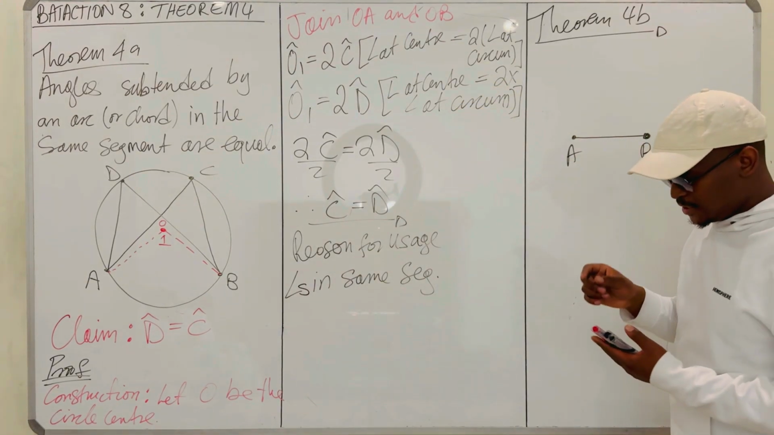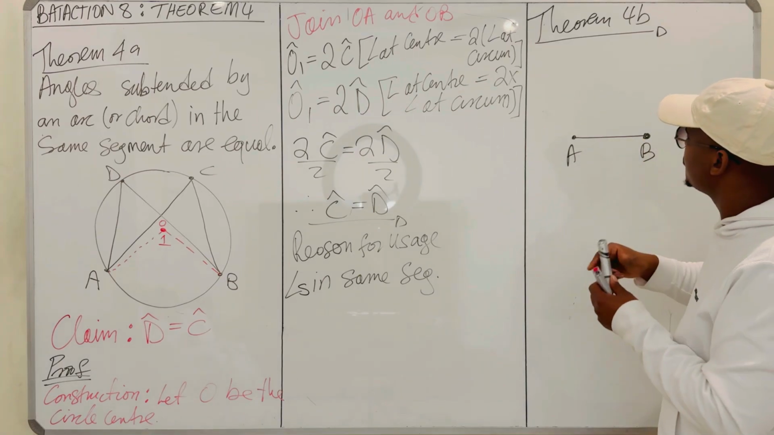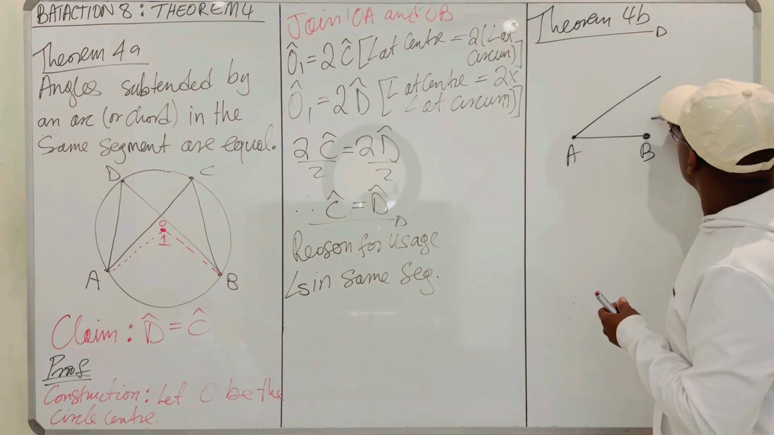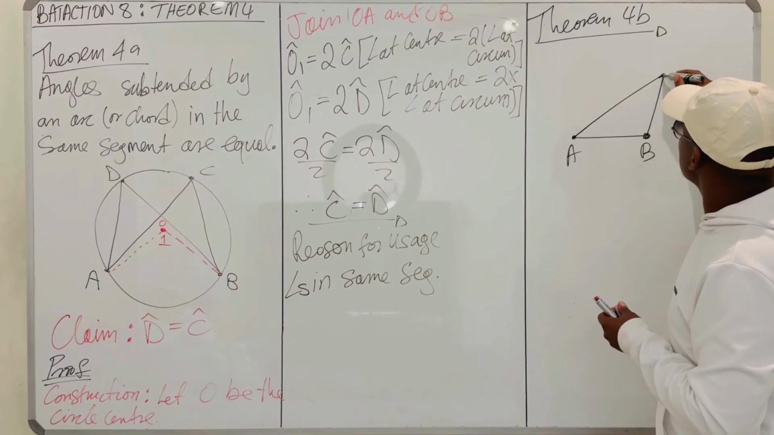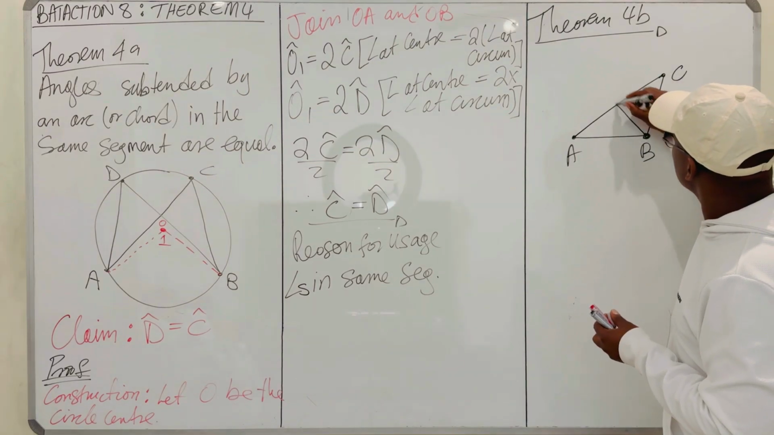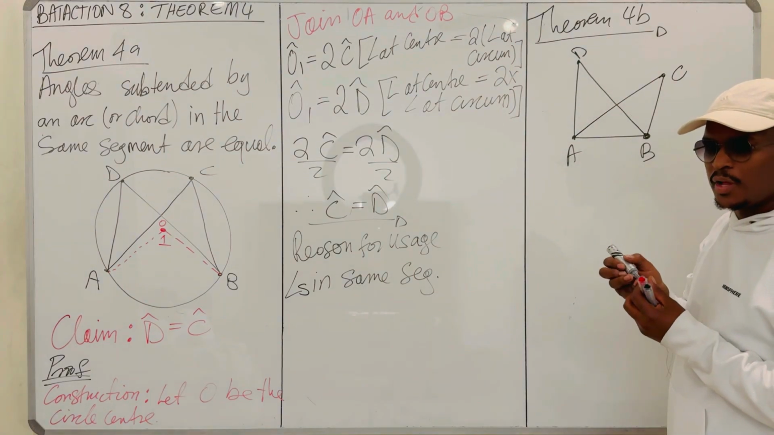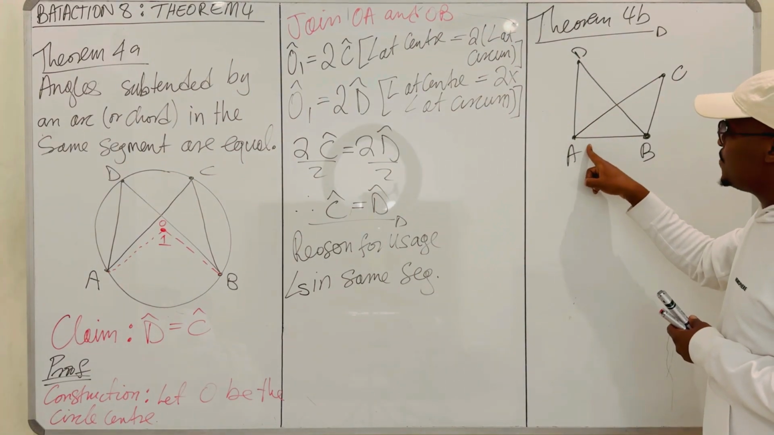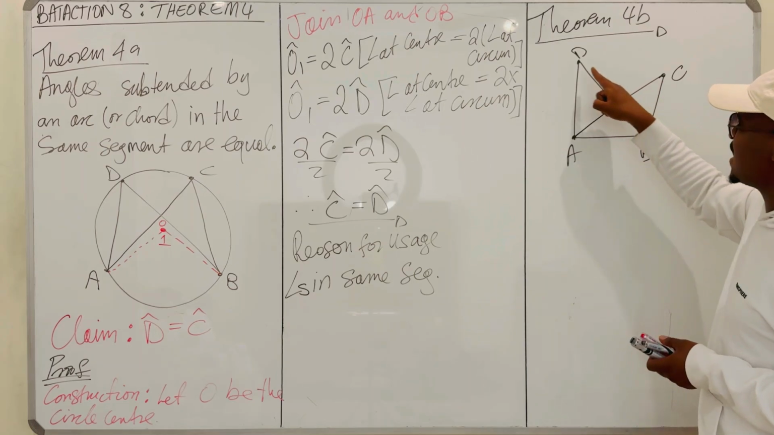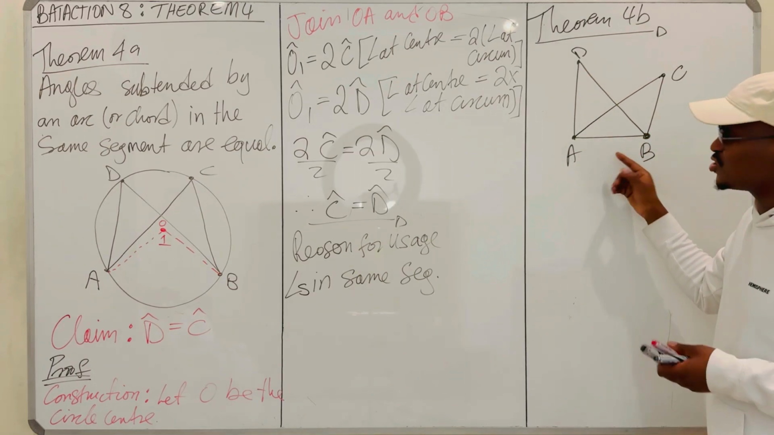So the converse is, if you see your line segment AB and your line segment subtends, let's say, angle C and angle D. Are you guys following? Yes. Your line segment AB subtends two angles, angle C and angle D. Did I say AB is a chord? No, it's just a line. There's no circle here.